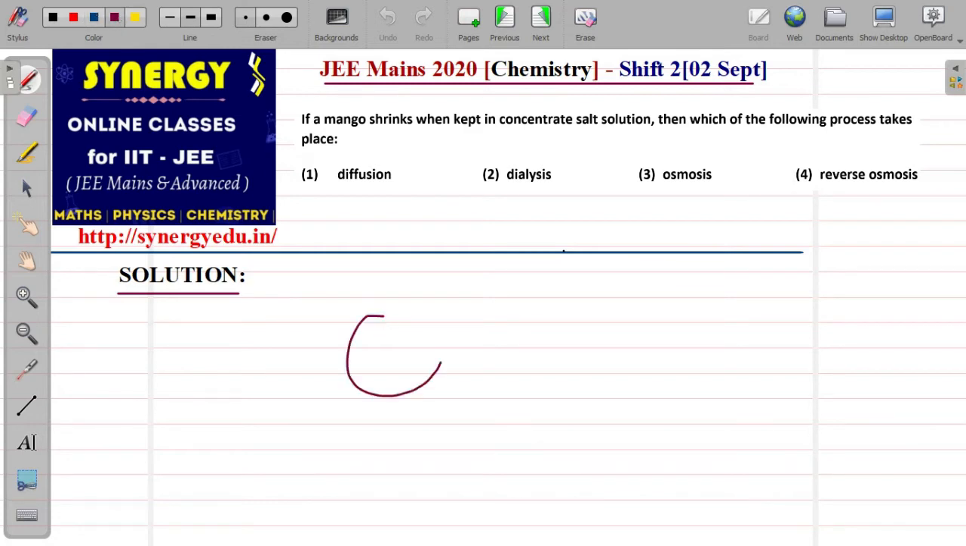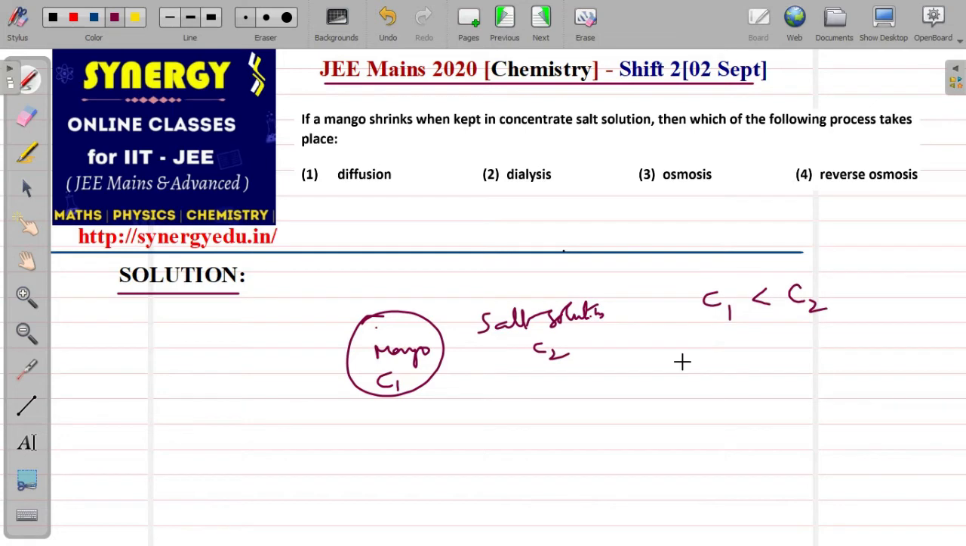Now see here, if a mango is there and there's water inside this mango. Now outside, if you put salt solution, let's call it C2, and inside the mango, let's call the solute concentration C1. This C1 concentration definitely will be less than C2, because outside you have prepared a salt solution. That means you have taken enough solute and prepared the salt solution. So C2 will be greater than C1.